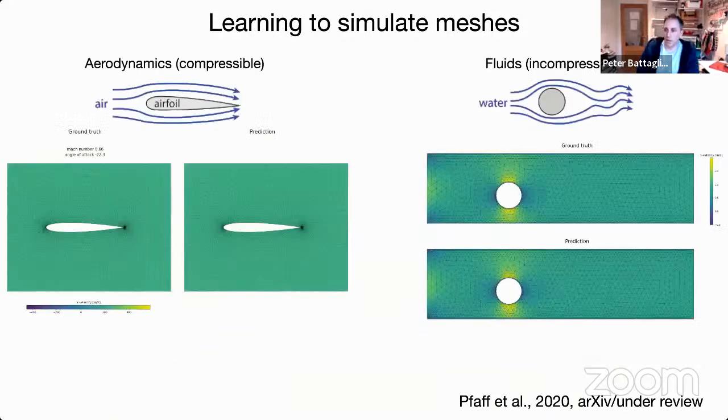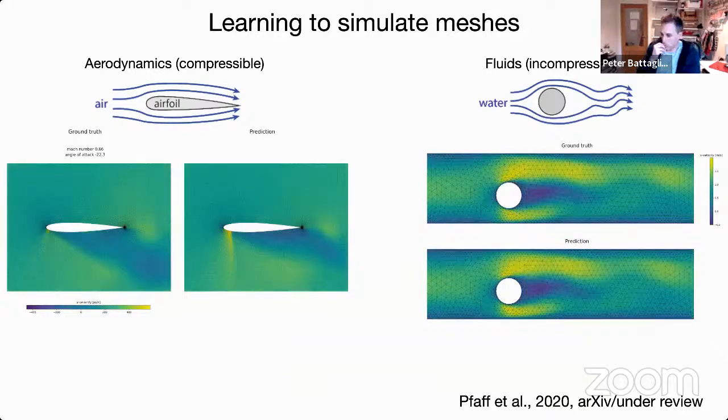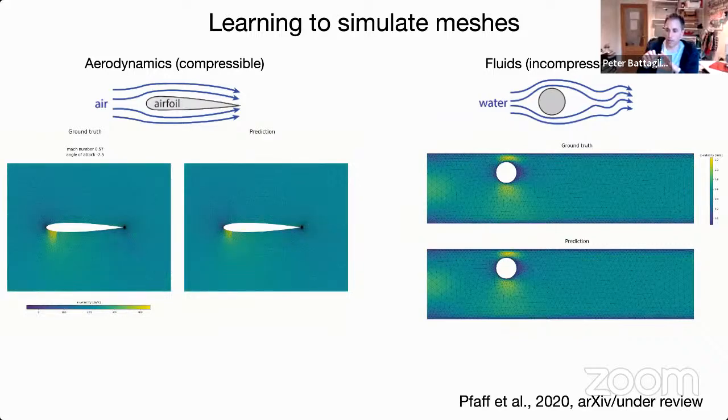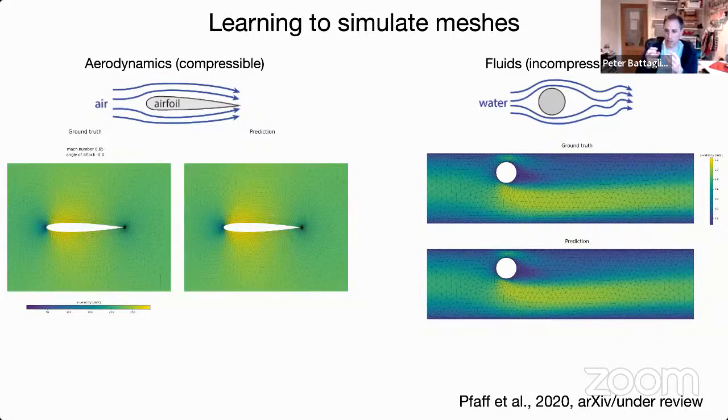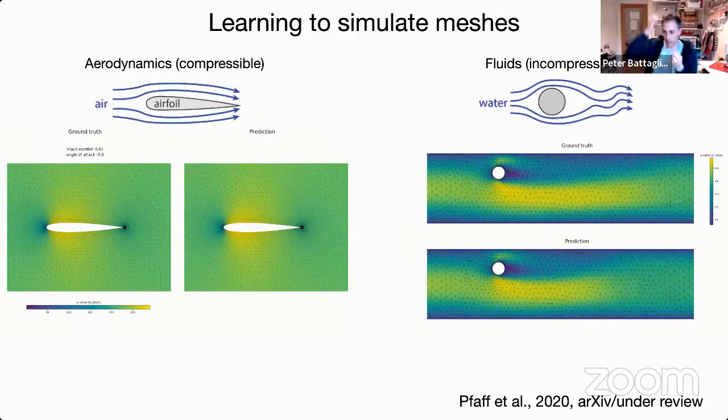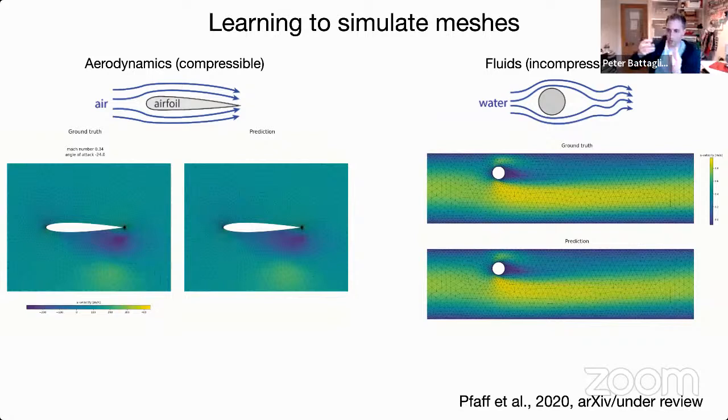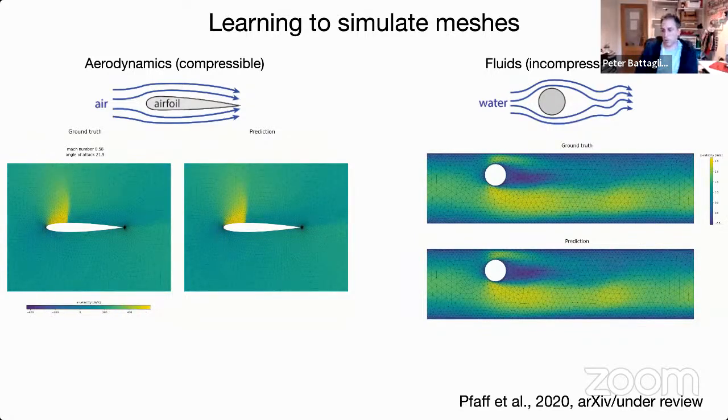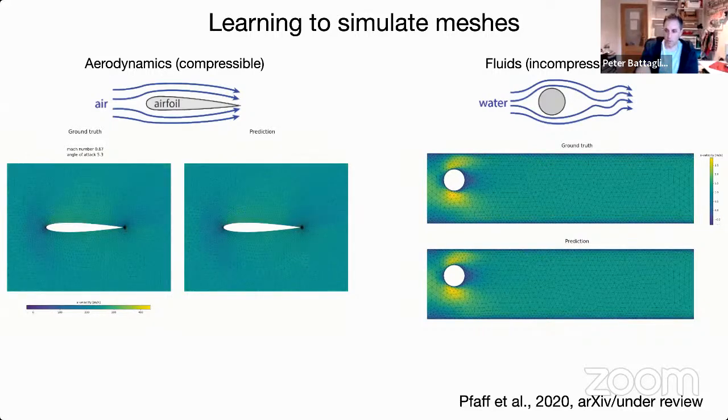So here's the compressible and incompressible fluids. Here, nothing is moving. What's changing is the pressure and the flow fields. So basically, the mesh is not like a cloth that's moving around in space. It's just where the pressure and the velocities are changing, and that's determining where the liquid is going.